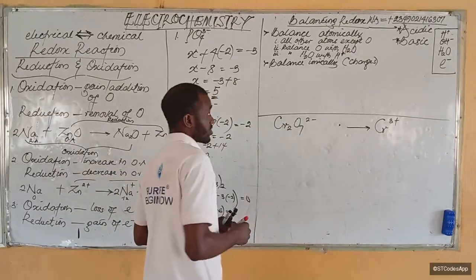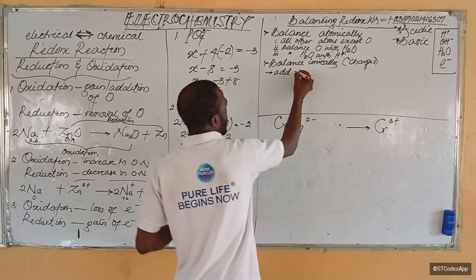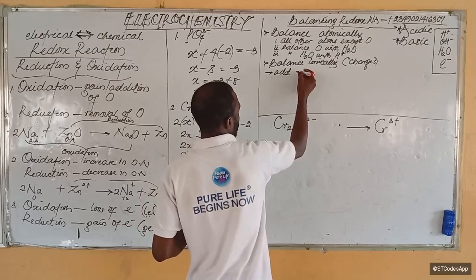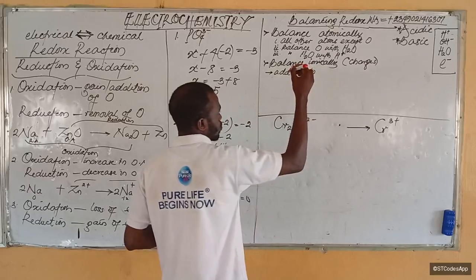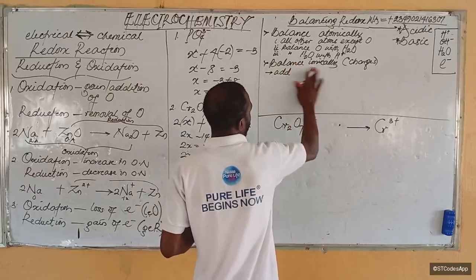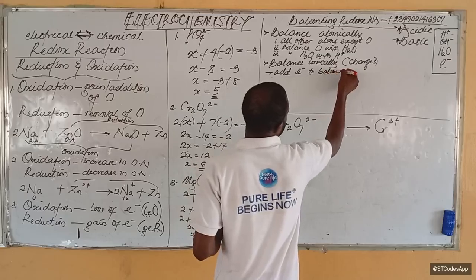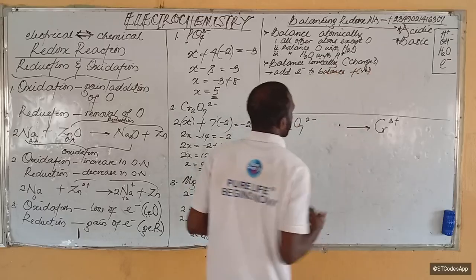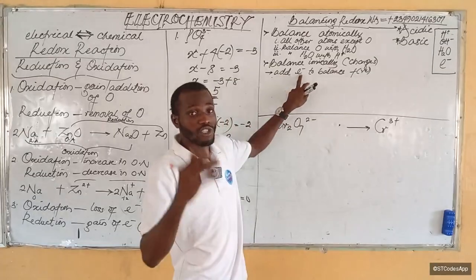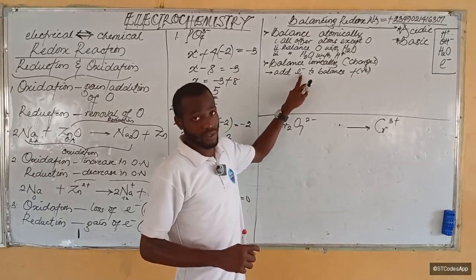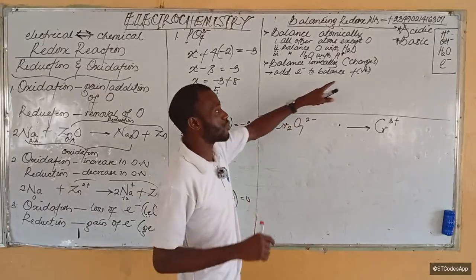Now, how do you balance the charge? Simply add electrons to balance positive charge. Keep in mind that these electrons always reduce the charge. So what does that mean? The side you add electrons to is the side that has the highest positive charge.